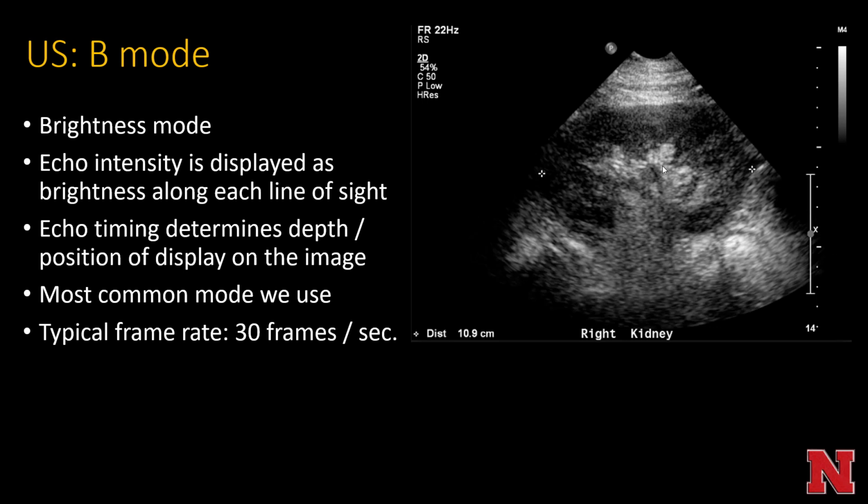A typical frame rate, or how many frames are appearing on the screen per second, is around 20 or 30 frames per second. That's really as good as the human eye can see in general, as good as like an old school movie type of picture frame rate, and so it works quite well. It allows us to do real-time visualization for things like biopsy guidance, needle placement, etc.